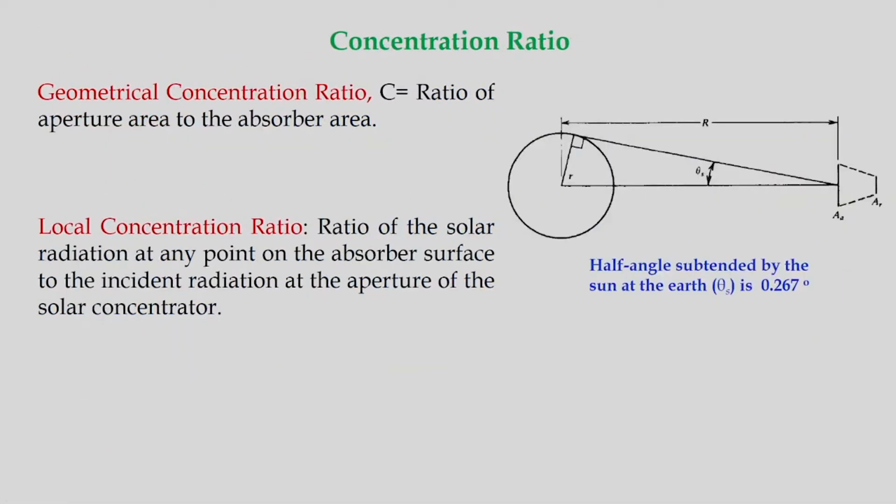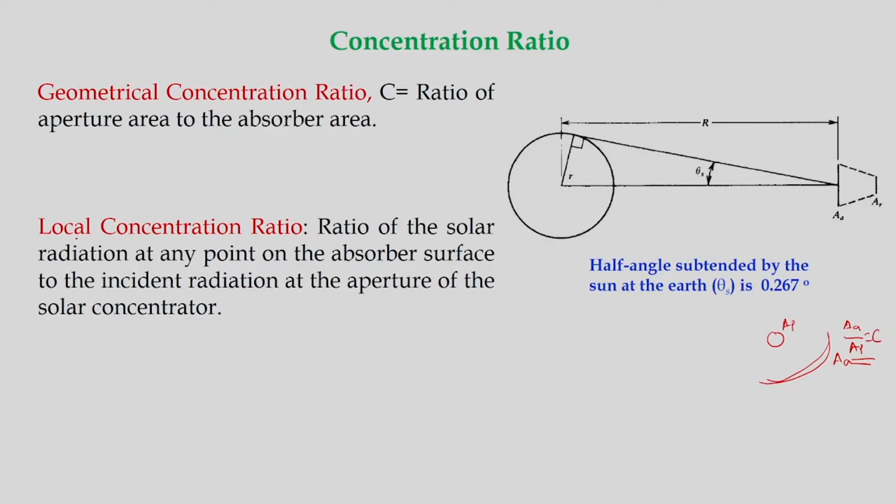So let us define concentration ratio. How can we define concentration ratio? Concentration ratio is the ratio of aperture area to the absorber area. So, as I am writing this again and again, this is the aperture area, maybe I can write A_a, and this is the absorber area, A_r. So A_a by A_r is nothing but C, which is the concentration ratio, right.